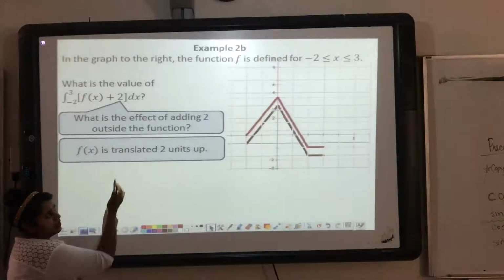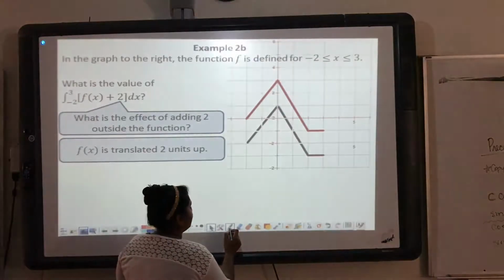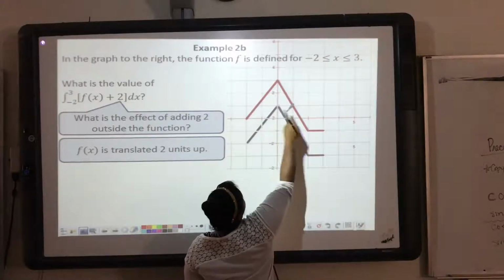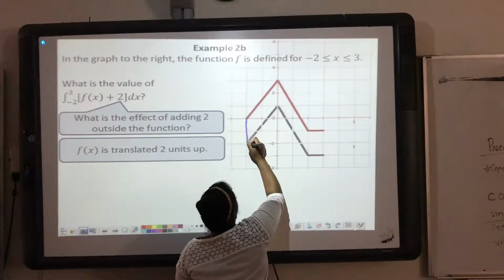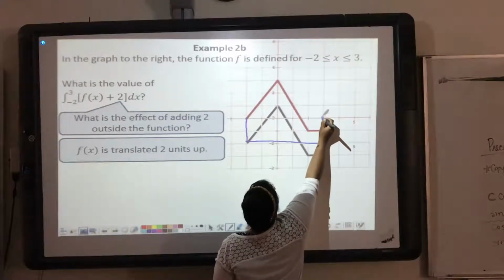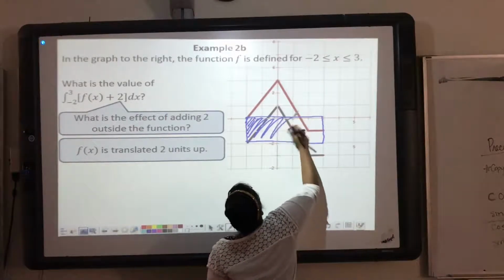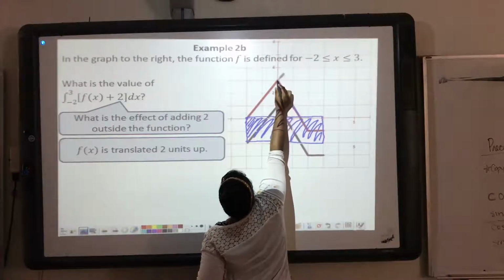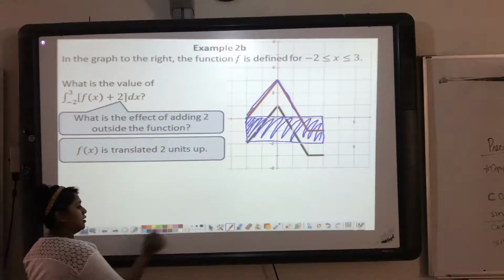So what does that look like? Boom, I moved 2 units up. And so what happened when I moved 2 units up? Well, sure, here is that original shape we already calculated, but I also created a new shape right here from my x-axis, which is this triangle right here. And of course we still have this line going up, right? Okay.